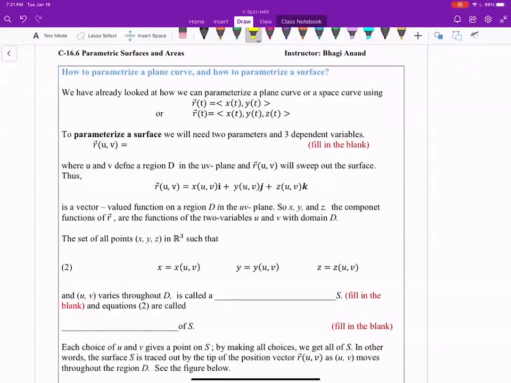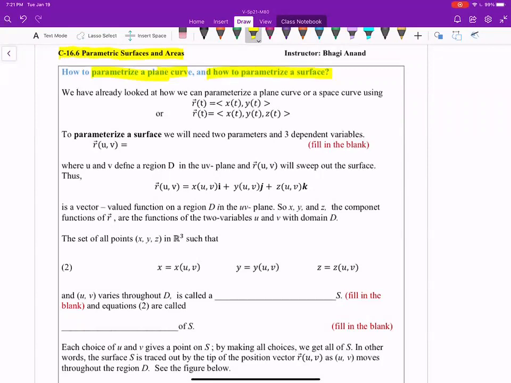Welcome everyone. In this video, I will be covering section 16.6 Parametric Surfaces and Areas. This is a bit long section. You may have to watch them in different parts. How to parameterize a plane curve and how to parameterize a surface.